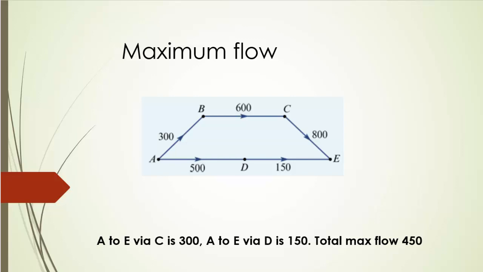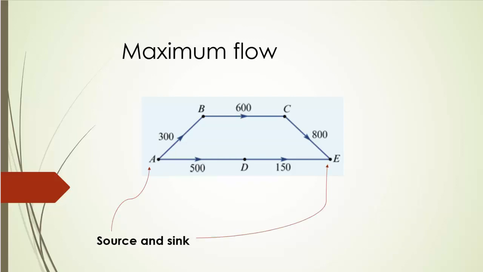The capacity of the road network via BC is going to be whatever the smallest number is. So 300, 600 or 800, it doesn't matter what capacity there is on BC or CD, there's only ever going to be 300 cars going through there. Likewise, if you go via D, the capacity is 150. So that's the basic concept of maximum flow.